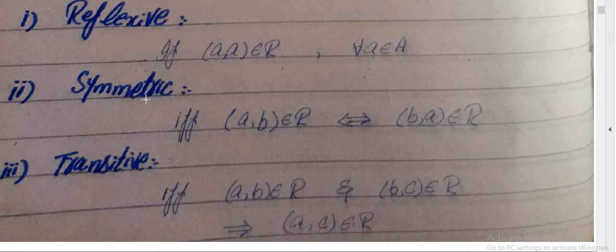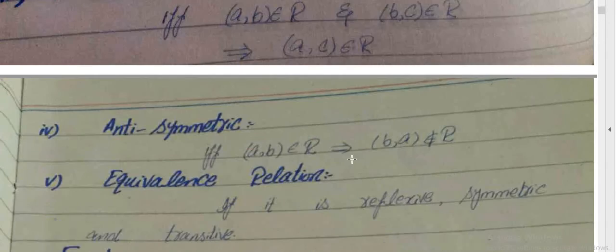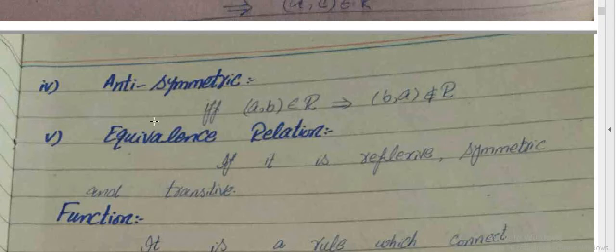But in antisymmetry, we have one condition, and there is no guarantee for the other condition to hold or not. If (a, b) belongs to R, then it is not necessary that (b, a) will also belong to R. So this type of relation is called antisymmetric.